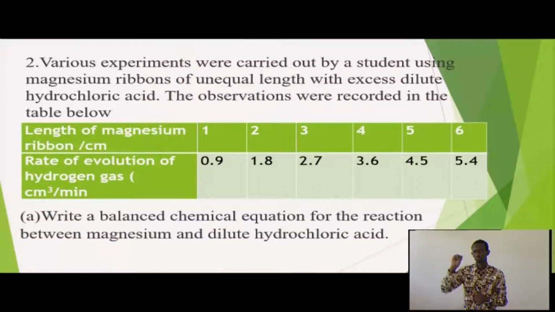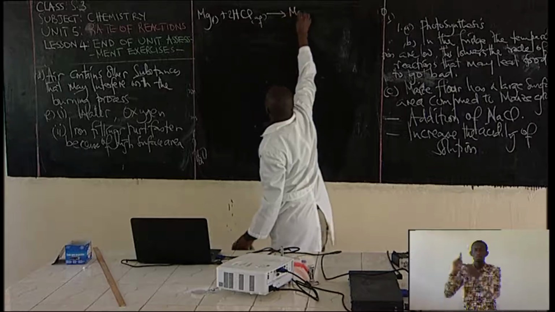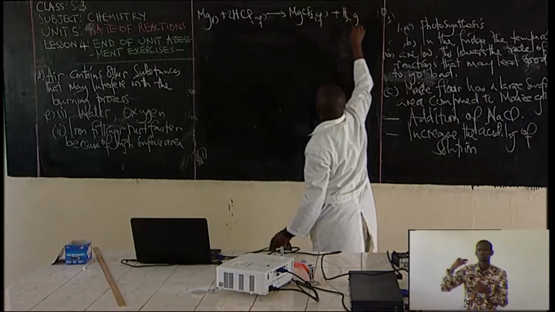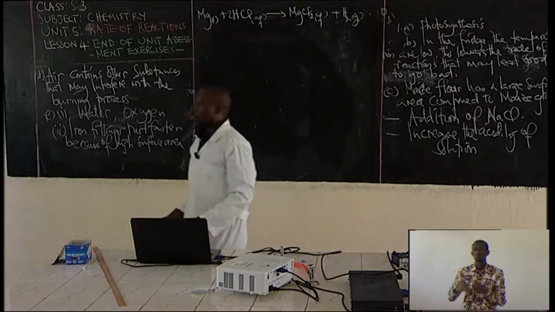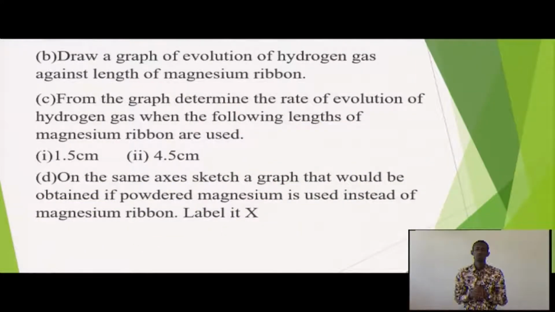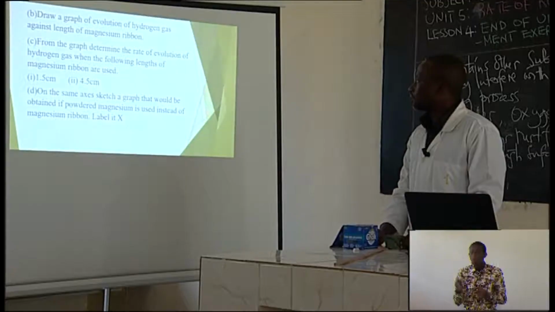Magnesium ribbon, so that is magnesium metal. And you're reacting it, magnesium plus hydrochloric acid. This will give magnesium chloride plus the hydrogen gas. So that is the reaction, the balanced reaction between magnesium and hydrochloric acid. Draw a graph of evolution of hydrogen gas against the length of the ribbon.